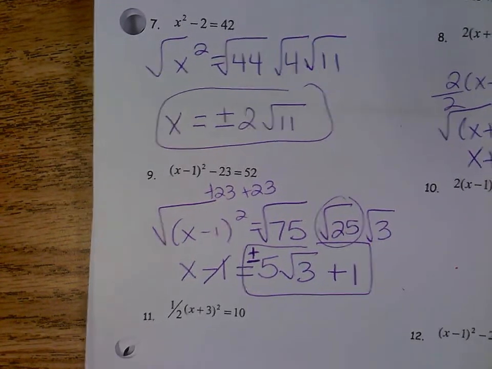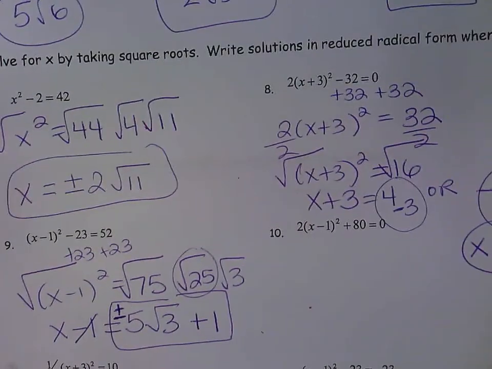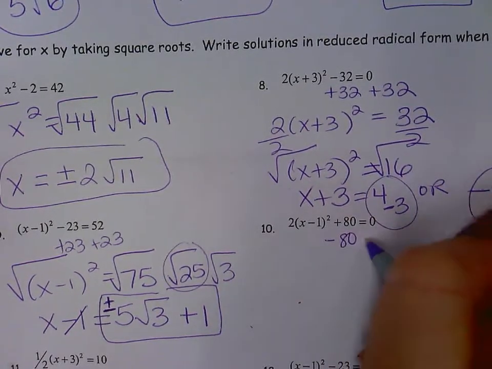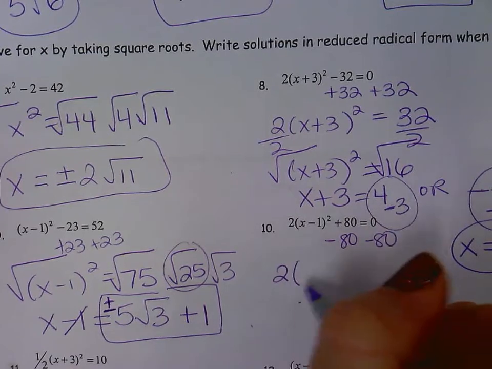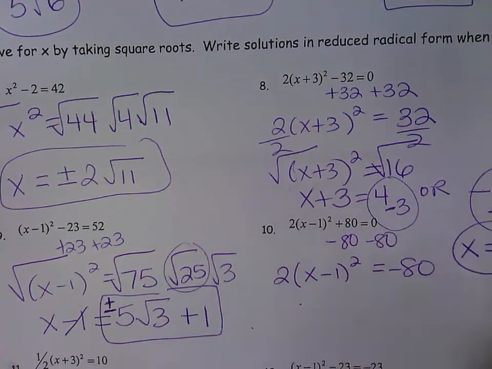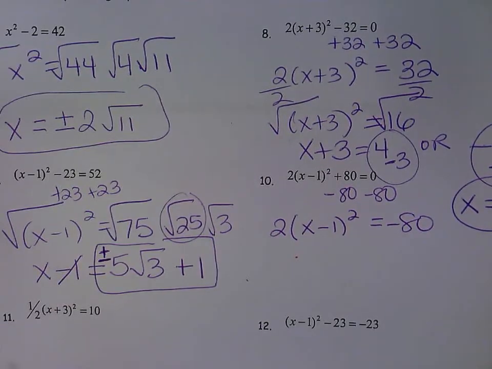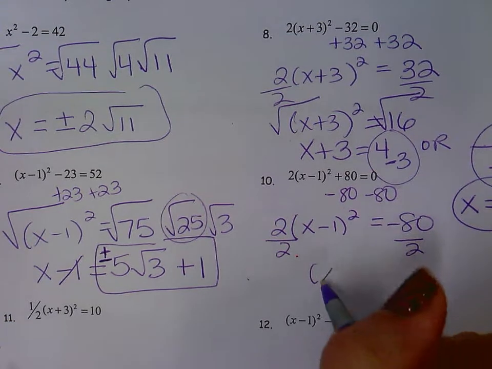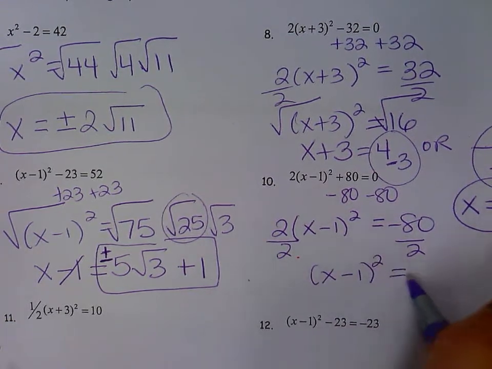Okay, there's a problem that happens on number 10. You should subtract 80 to start. So you have 2 of these things equals negative 80. And then your second step is what? Divide by 2. X minus 1 squared equals negative 40.